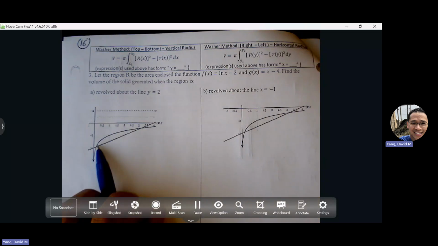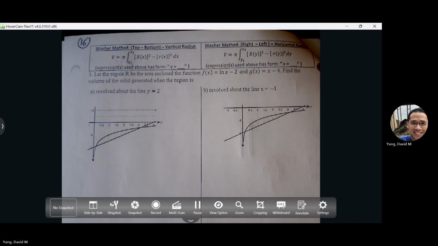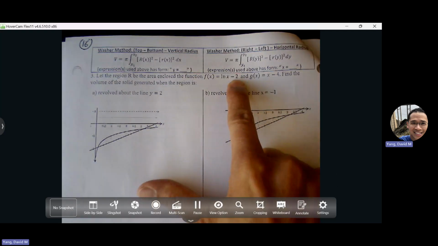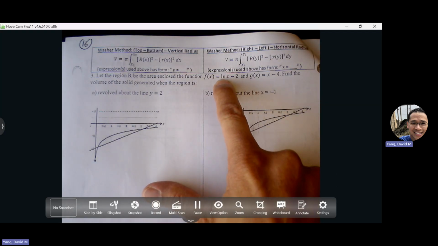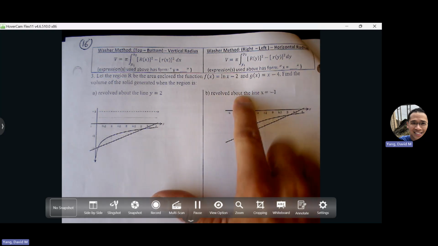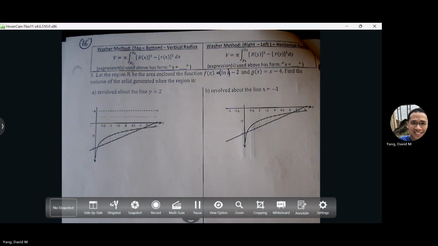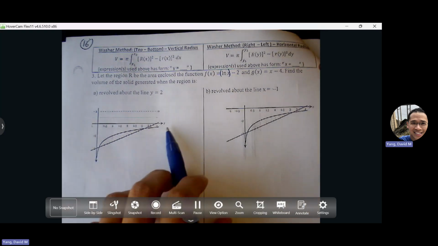Hey, page 16. Okay, so we have natural log of x minus 2. That's the curve here. Oh, the minus 2 is outside of the natural log, so it's natural log of x, and then separately minus 2. So it's not parentheses x minus 2. So it's this. And g of x equals x minus 4 is the linear graph here.